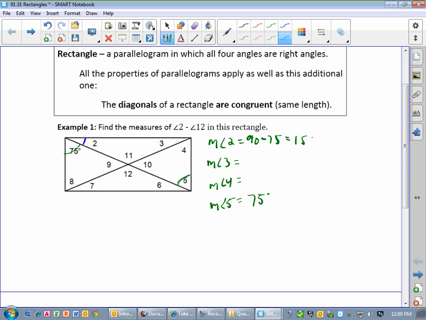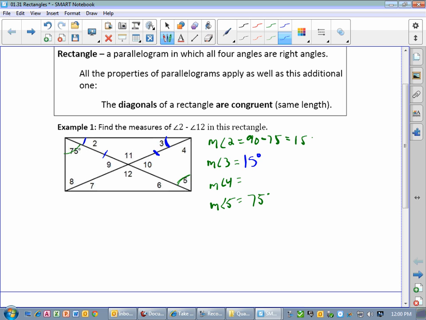Now notice because these diagonals are congruent and they bisect each other, this length must be congruent to this. Would you be okay with that? So what kind of triangle is this top triangle? It's isosceles because the two sides are congruent. And if two sides are congruent, that means the angles are congruent. So angle 3 must be the same as angle 2. Angle 2 is 15, so this must be 15.